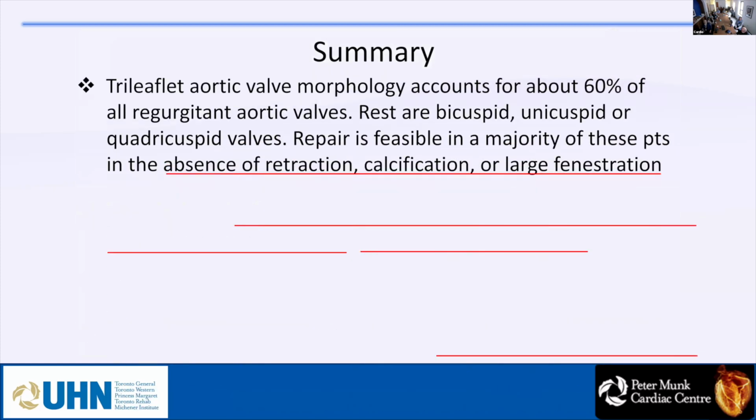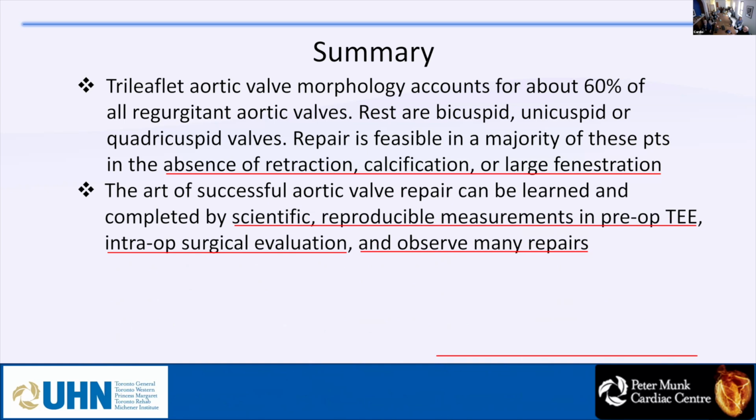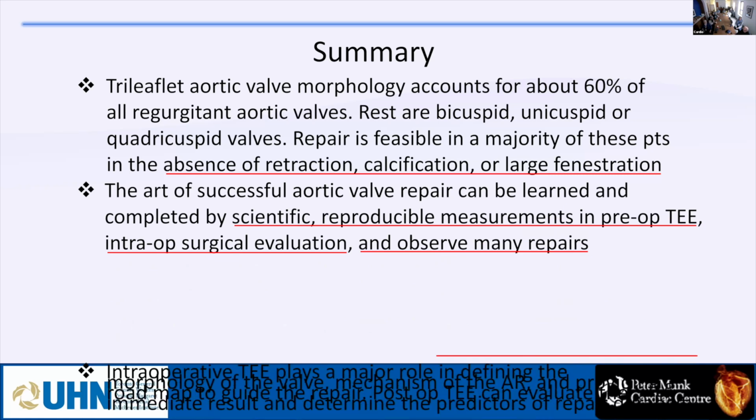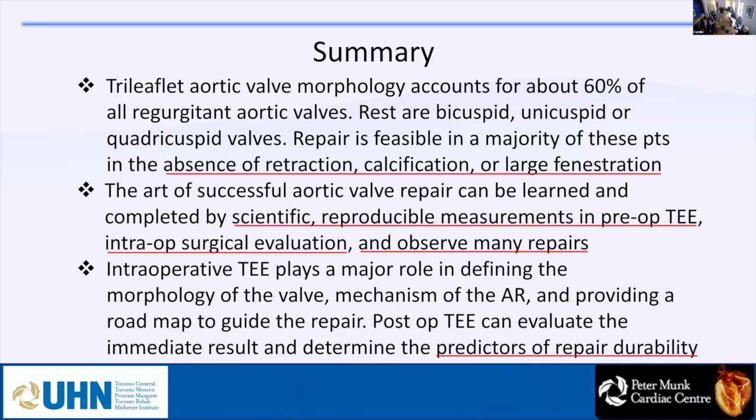So in summary, trileaflet aortic valve morphology accounts for 60%, and the rest are bicuspid. The art of successful aortic valve repair can be learned and completed by scientific and reproducible measurement in pre-op TE, intra-op assessment by the surgeon, and observing many repairs by the surgeon. Intra-op TE plays a major role in defining the morphology of the valve, the mechanism of the AI, and providing a map to guide the repair. Post-op TE can evaluate the immediate result and determine the predictor of repair durability. It's very important to have a good effective height post-op to have a durable repair.